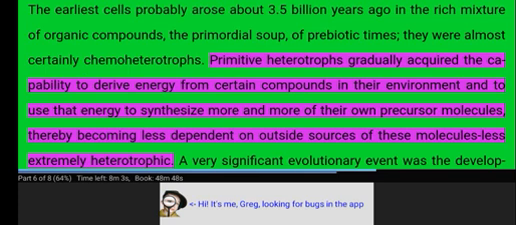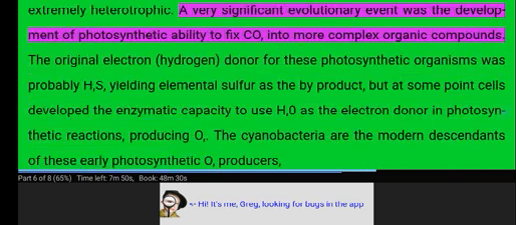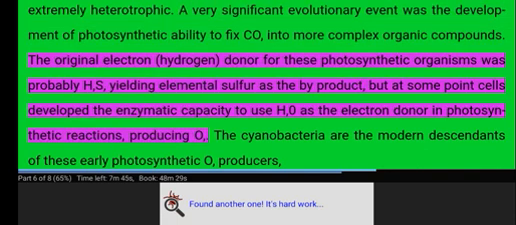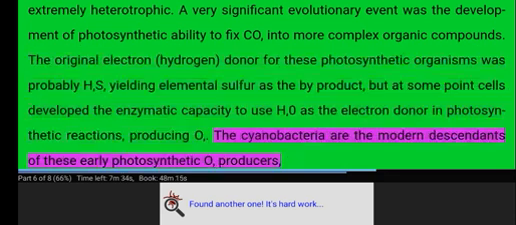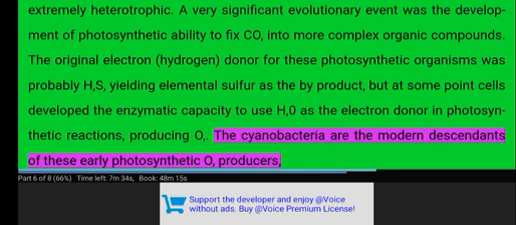less extremely heterotrophic. A very significant evolutionary event was the development of photosynthetic ability to fix CO2 into more complex organic compounds. The original electron hydrogen donor for these photosynthetic organisms was probably H2S, yielding elemental sulfur as the byproduct, but at some point cells developed the enzymatic capacity to use H2O as the electron donor in photosynthetic reactions, producing O2. The cyanobacteria are the modern descendants of these early photosynthetic O2 producers.